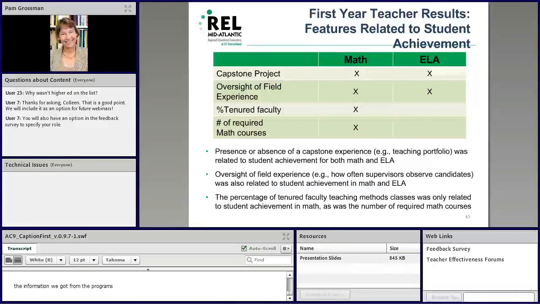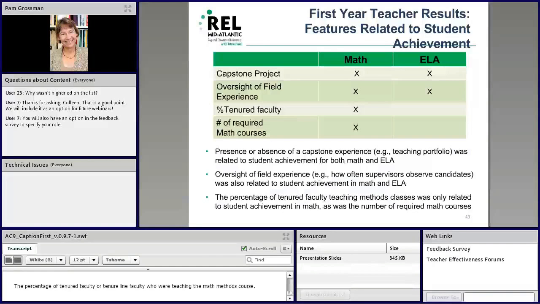And what we found is that there were a variety of things that related to student achievement, again, across programs and pathways. In math, these four things: whether or not the candidates were asked to do some kind of capstone experience, which was often creating a teaching portfolio; the quality of the oversight of field experience, which had to do with the number of times the supervisors observed candidates, and also how the supervisors were attached to the program; the percentage of tenured faculty or tenure line faculty who were teaching the math methods course.